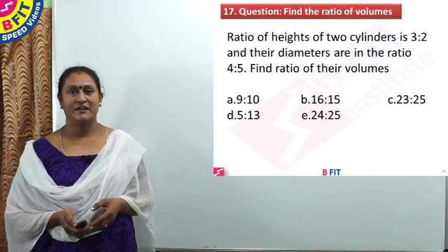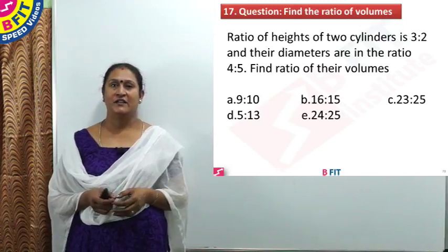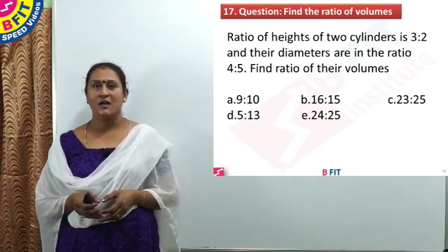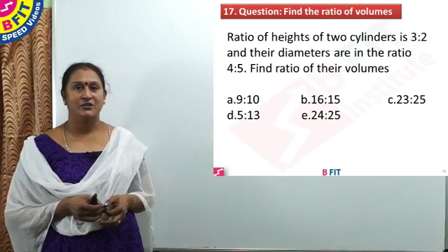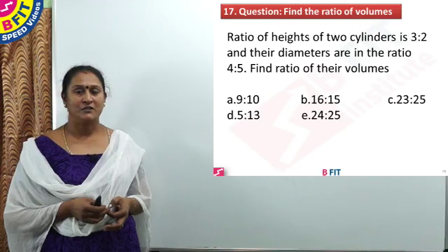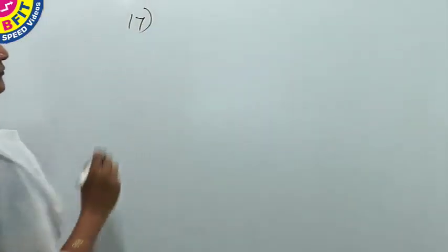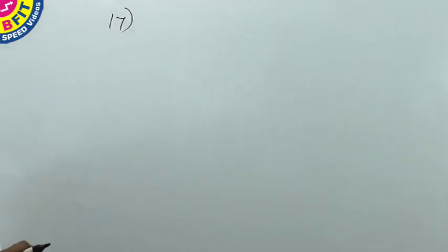Question number 17. Ratio of heights of two cylinders is 3:2 and their diameters are in the ratio 4:5. Find ratio of their volumes. So we'll see the working. So ratio of volumes of two cylinders are asked.